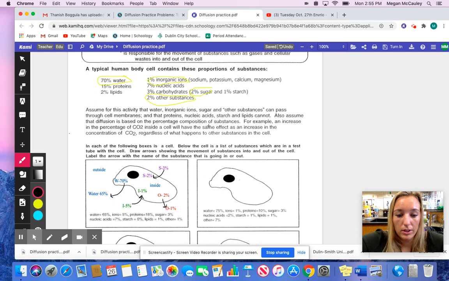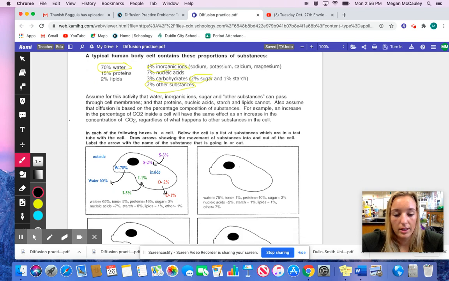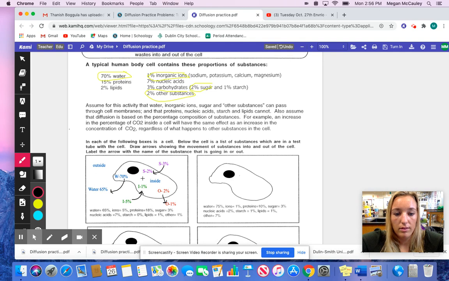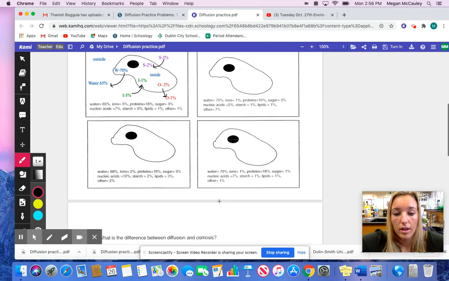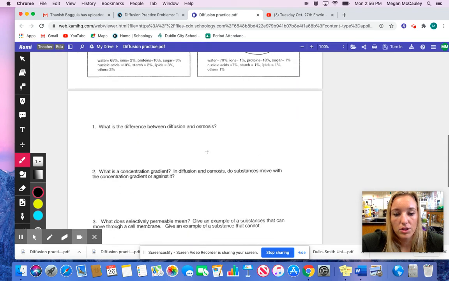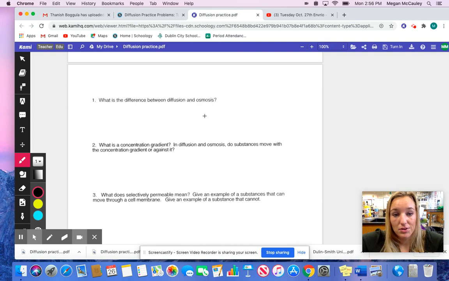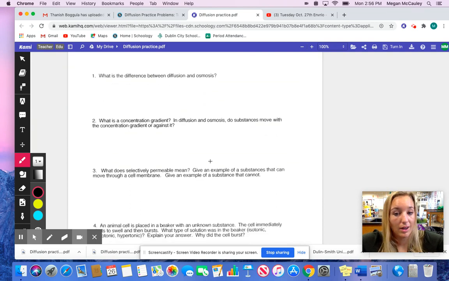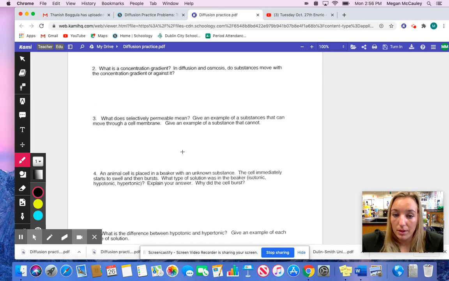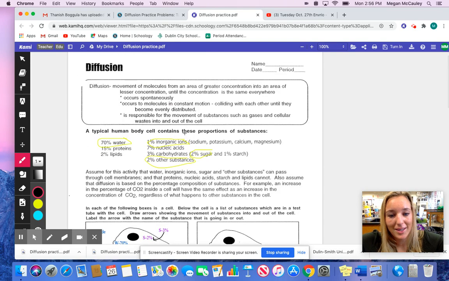Okay, so that is how you are going to complete this worksheet. All right, just like this. So you're going to be looking at your percents for the cell from up here, and then your percents from the bottom on the outside down here. Now remember, you only need to do those that cross the cell membrane. So water, ions, sugars, and other substances. So you have 3 more of those to do. And then you have some questions to answer. Your notes will be very helpful from yesterday. So the difference between diffusion and osmosis, what is a concentration gradient, what does selective permeability mean, give some examples of substances that can move through a cell membrane and substances that cannot. Well, those can come from right here.